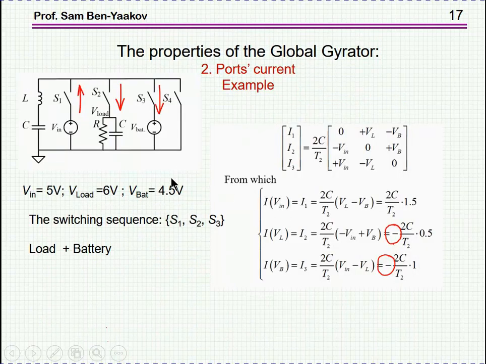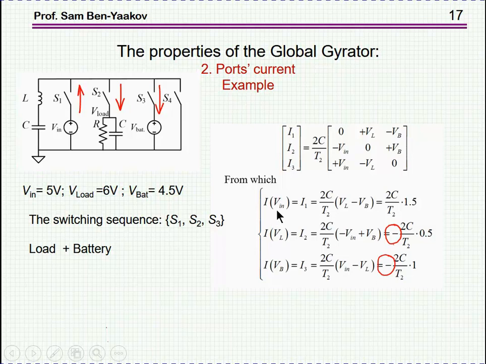Let's take an example. Suppose we have Vin 5 volt. This is the example I've used before. This is a source like a charger. This is a load and this is a battery. Here Vin is 5 volt, V load is 6 volt and V battery is 4.5 volt. And the switching sequence is S1, S2, S3 going on and on. In this case, as I've said, energy will come out of the charger and into the load and into the battery. Now this is the matrix, and when we open it, here is what we find.